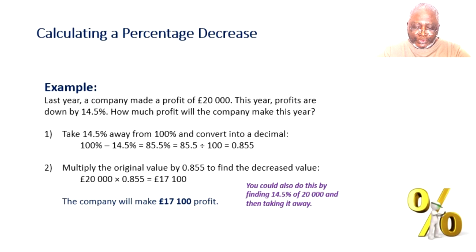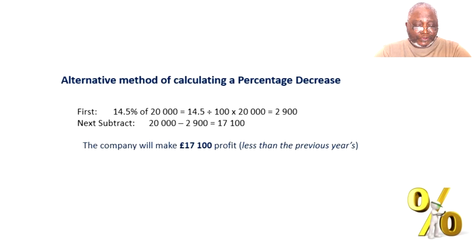Again, you can also do this by finding 14.5% of 20,000 and then taking it away. And I demonstrated that for you. Next slide. First, 14.5% of 20,000 is equal to 14.5% divided by 100 times 20,000, which is equal to 2,900. And all you have to do, subtract 2,900 from 20,000 and you'll have 17,100. The same answer as the previous example.